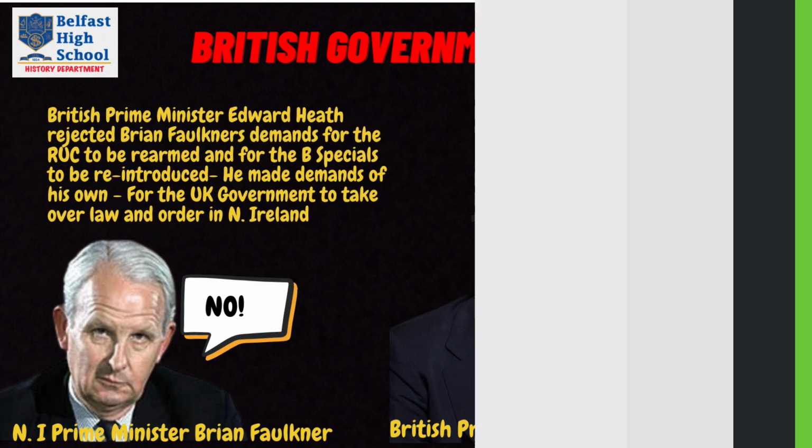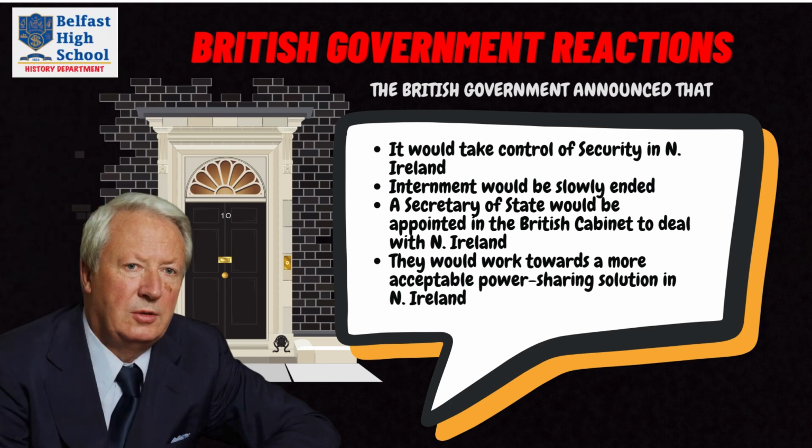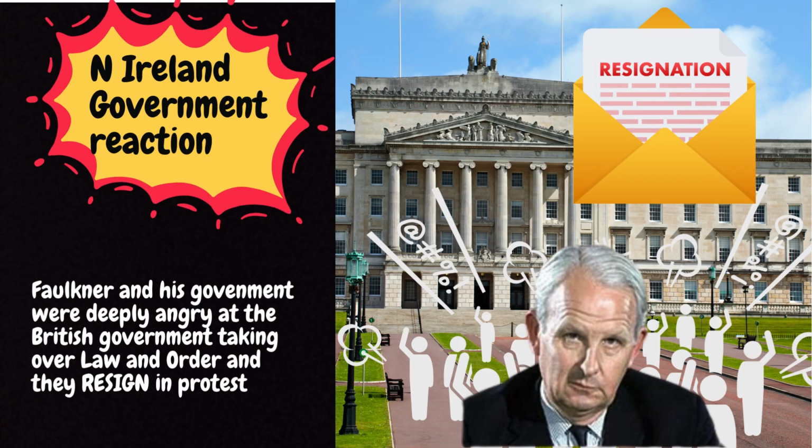So the British government announced that it was going to take control of security in Northern Ireland. Internment would be slowly ended. A Secretary of State would be appointed on behalf of the British government, a member of the cabinet, to deal with Northern Ireland. And they were going to work towards a more acceptable power sharing solution in Northern Ireland.